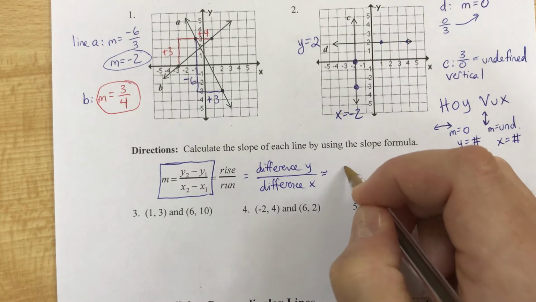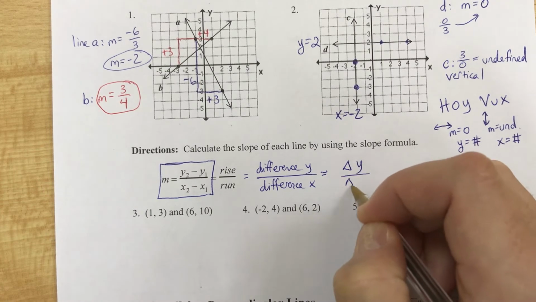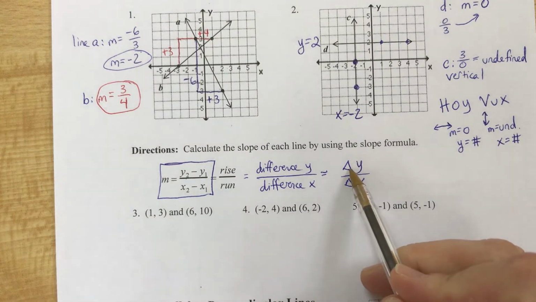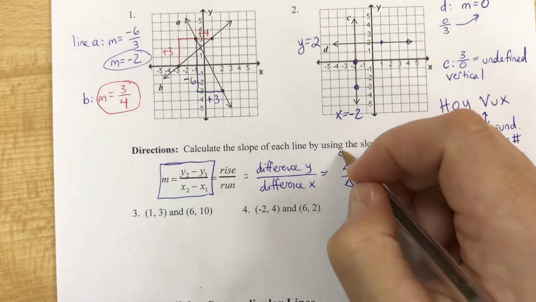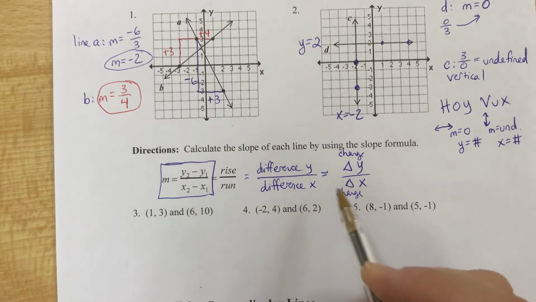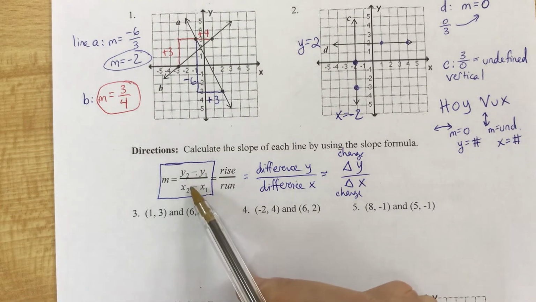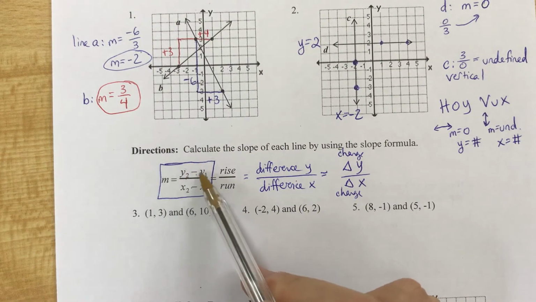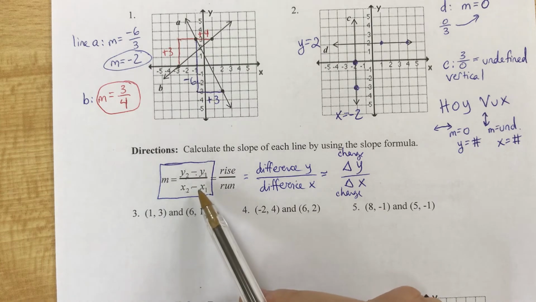In physics, you may see something like this. That little triangle means change. The change in y divided by the change in x. And because it's a difference, that's why we're subtracting. So it's y2 minus y1 over x2 minus x1.